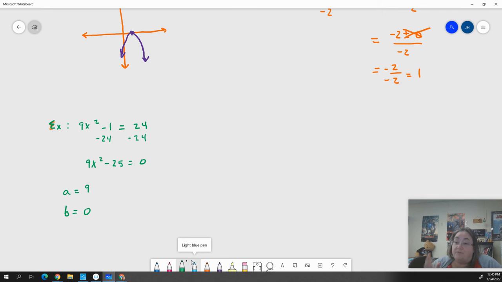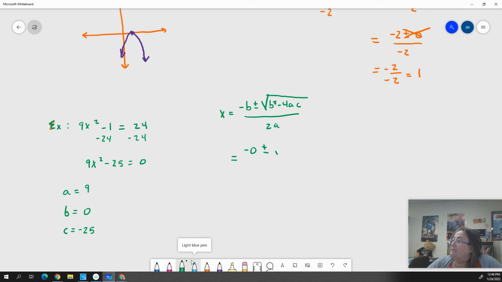Our c is whatever doesn't have an x, and in this case, that is going to be -25. And so now we're going to plug that into our formula, minus b plus or minus the square root of b squared minus 4 times a times c over 2 times a, right? And we're just going to plug those in. So we've got minus b. Well, that's really just minus 0.